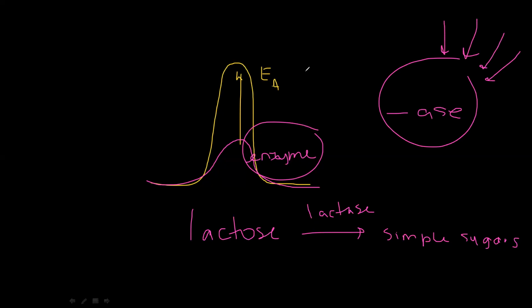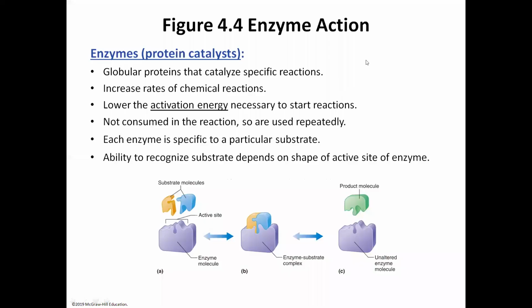Now, it's not directly involved in the chemical reaction, so the enzyme can be reused over and over and over again. It just helps to speed up the chemical reaction. That's all it does, is it helps to speed it up. It lowers this activation energy, speeds up the reaction, and it can be used over and over. And enzymes are very tightly regulated as well.